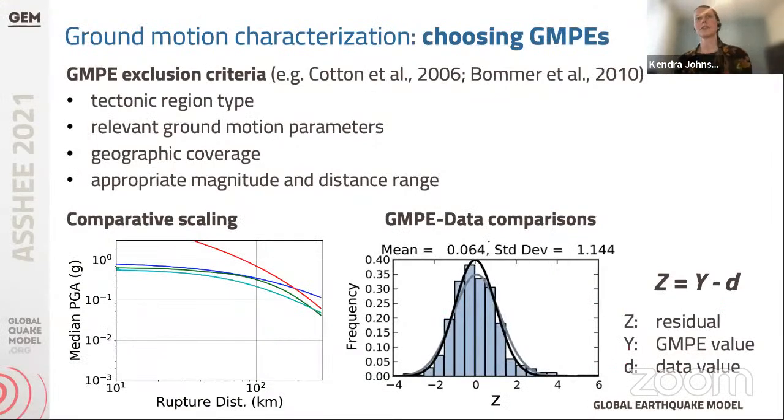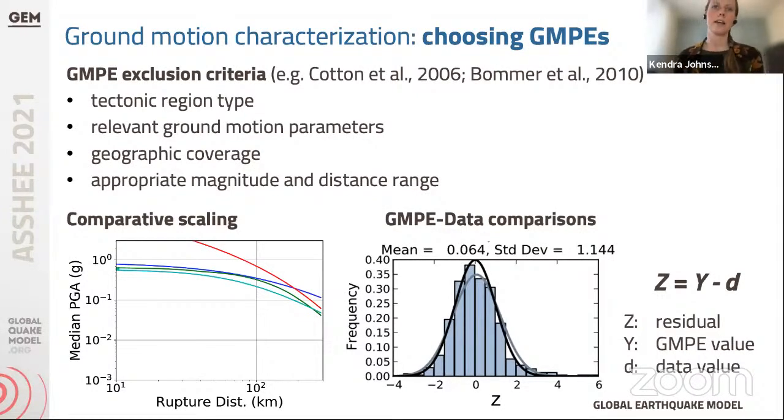So this gets you a start, but in order to narrow down those hundreds of GMPEs, you can start by using exclusion criteria. So these eliminate certain GMPEs based on their tectonic region type, what parameters they can compute, which geographic region they're intended for, and which magnitude and distance ranges they're intended for. And so hopefully this helps to pare down the data set into something that's more applicable to the model in question. Beyond this, we can use both qualitative and quantitative assessments.